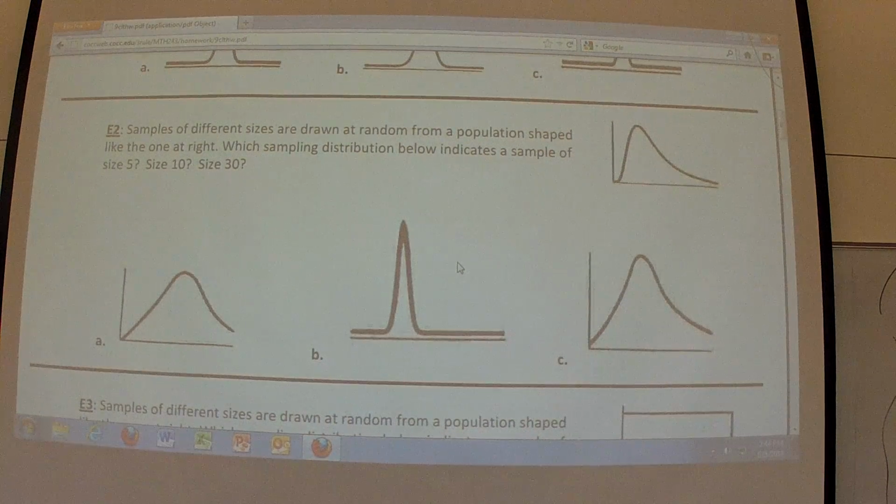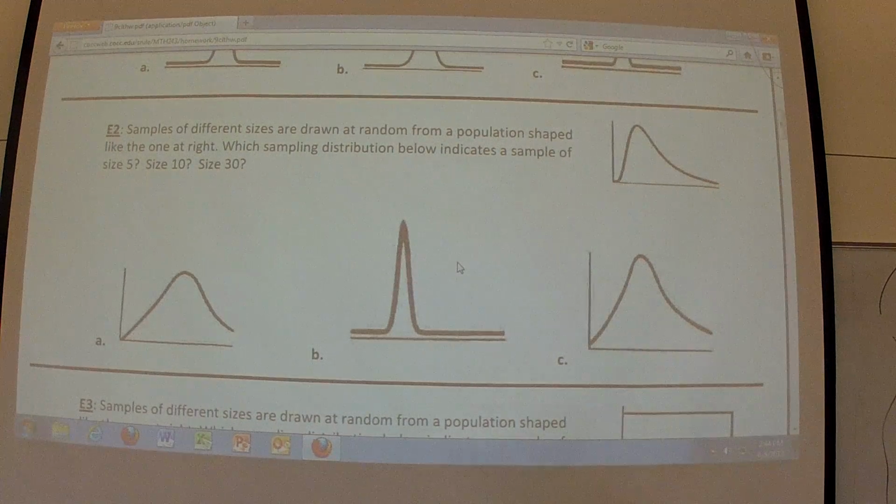Sample of size 5: A. That wasn't as confident as the last one. Sample of size 5: A. Sample of size 10: B. Sample of size, whatever's left, 30: B. Good. I think what happened with the confidence is the outliers. If you have outliers, it takes a little bit longer to get into that bell shape.